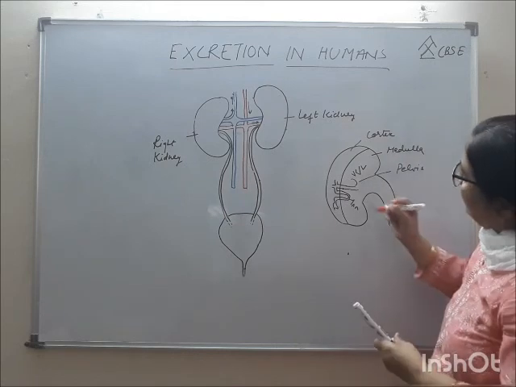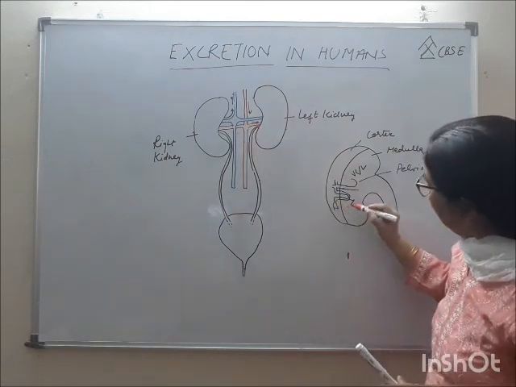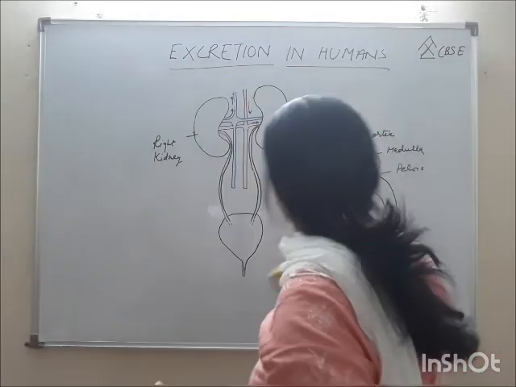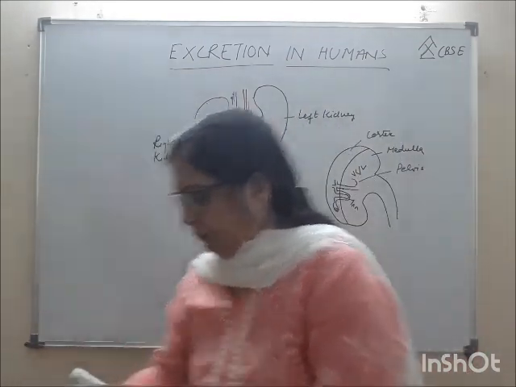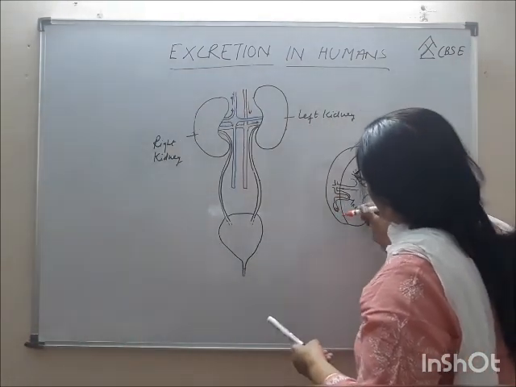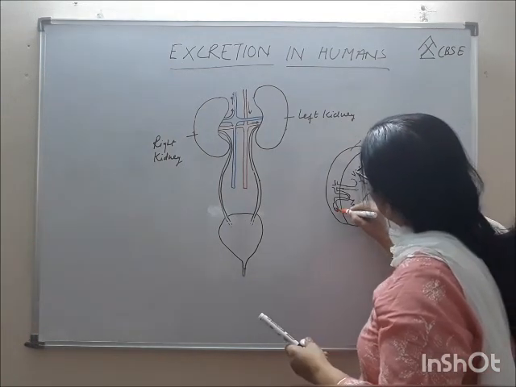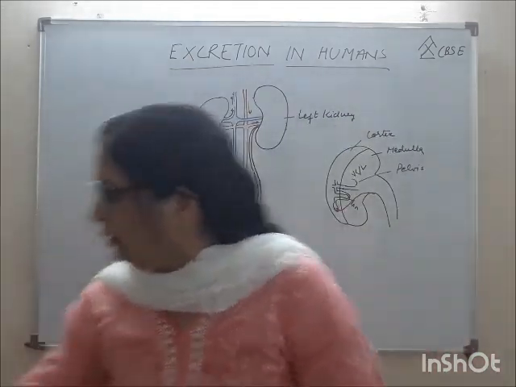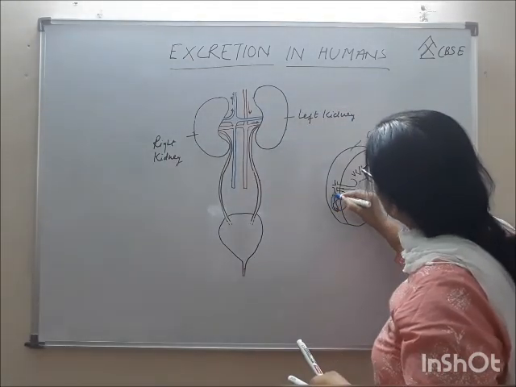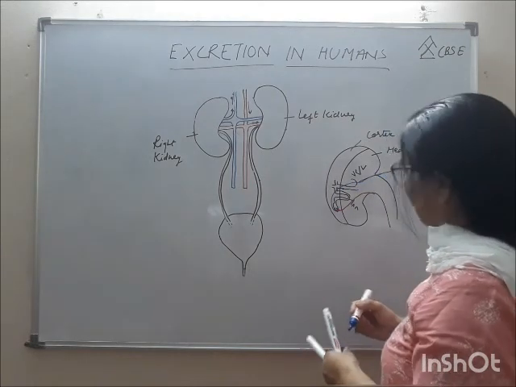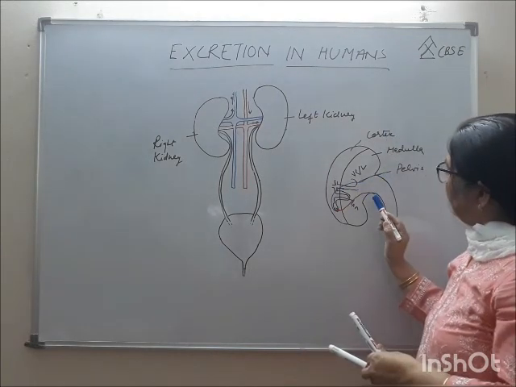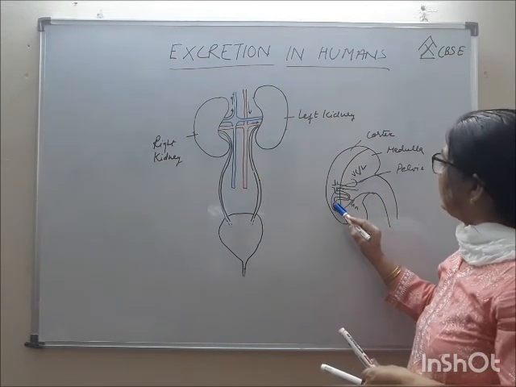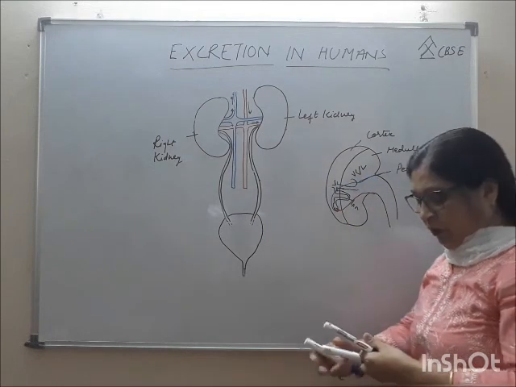So here you can see the renal artery. The renal artery is connected here. Same here, if you see, the renal vein is also connected to the kidney. This is the renal artery entering into the nephron, and this is the renal vein which comes out of the nephron.